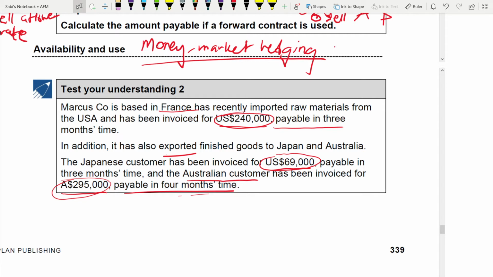So you deduct it. This is a receipt of, I think, 69,000. So what is the payment? 240,000 minus 69,000. What is the net? It's a net payment because the payment is more. Net payment in US dollars. How much?